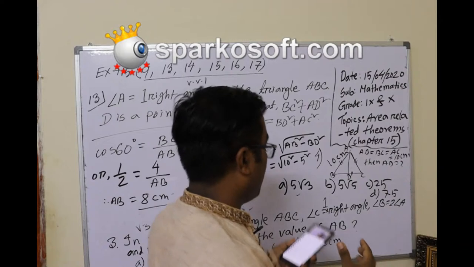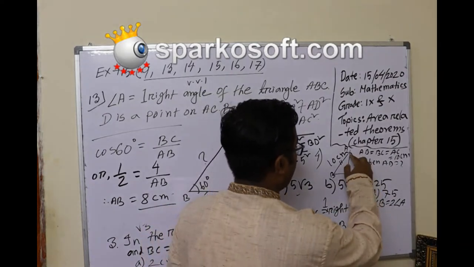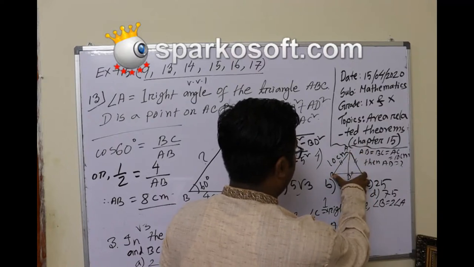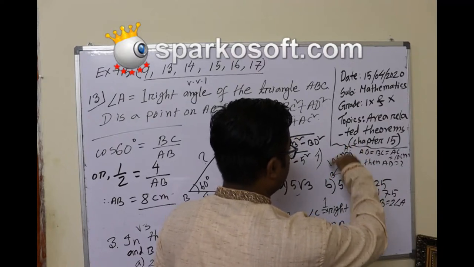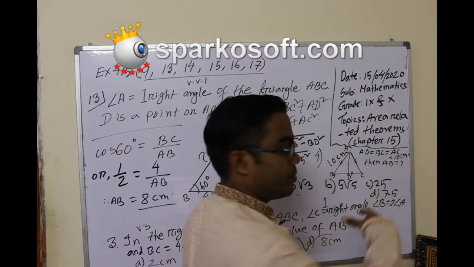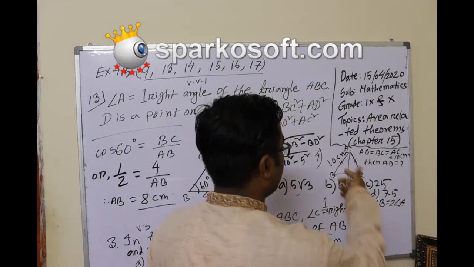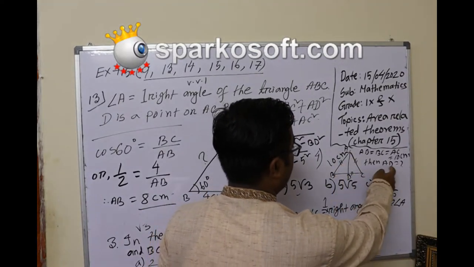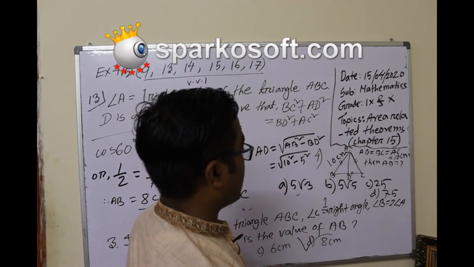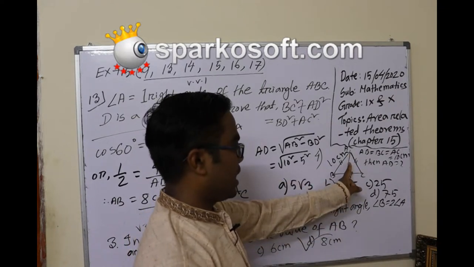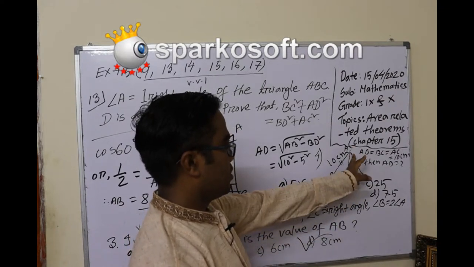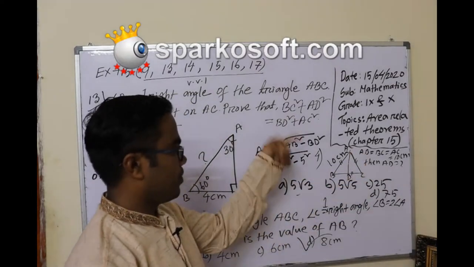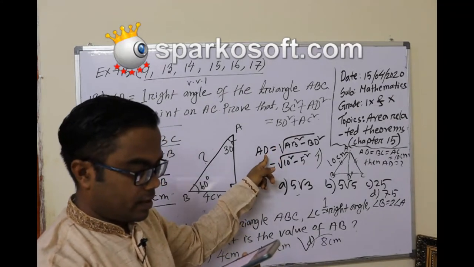Yes. Oh, Habiba, your question was C. This one is an equilateral triangle ABC, whose three sides are 10 centimeters. Equilateral triangle means all sides will be equal. So AB equals 10, BC equals 10, and AC equals 10. Then what is the value of AD? Means you have to find the height of this triangle. AD you have to find. So by applying Pythagoras theorem, you will get the correct answer.